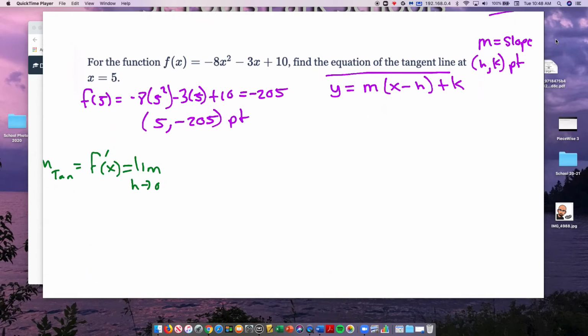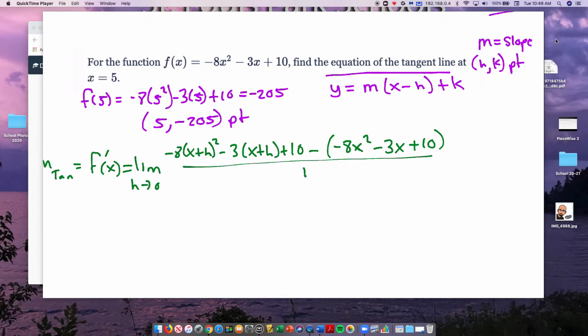I'm just going to jump right into it. So I'm going to do negative 8 times (x plus h) squared minus 3 times (x plus h) plus 10, minus (negative 8x squared minus 3x plus 10), all divided by h. And you might go, oh my God, that doesn't look any easier. How is this ever going to be better?